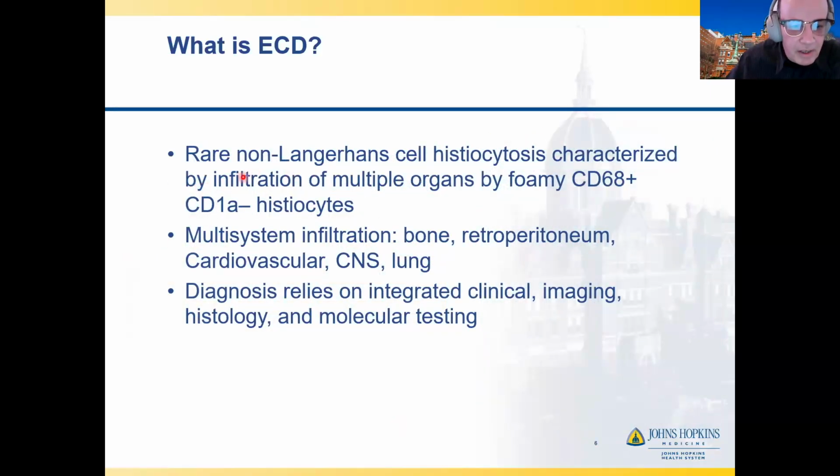So, having said that, ECD is a non-Langerhans cell histiocytosis characterized by these foamy cells that are positive for CD68 and negative for CD1A. So to differentiate them from the Langerhans cells, it is multi-system infiltration of these histiocytes of the bone, retroperitoneum, which involves the kidney, obviously, cardiovascular disease, CNS, lung. The bone is very common, as you may have heard in the past, that Erdheim-Chester affects the bone in the majority of patients. Although, I mean, the majority of my patients don't have bone involvement.